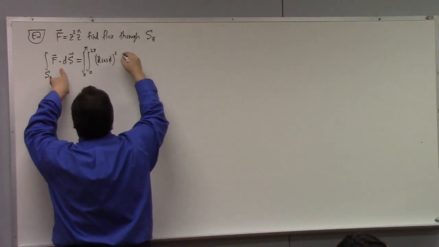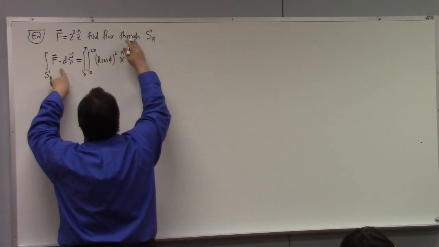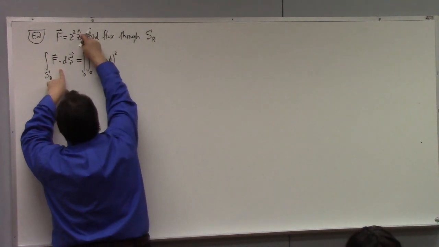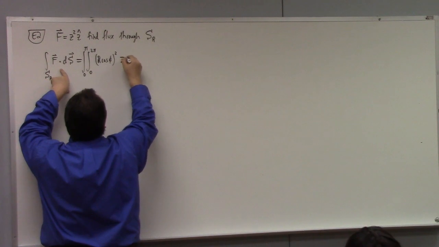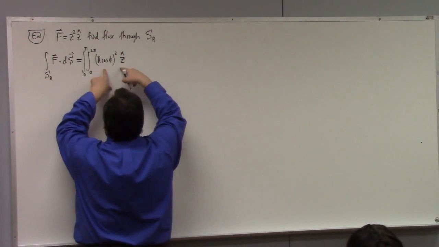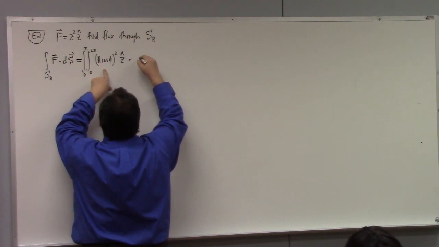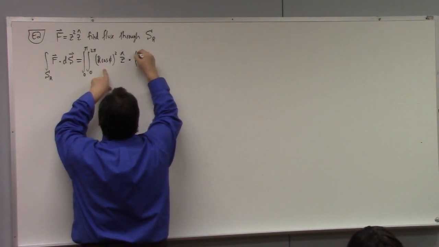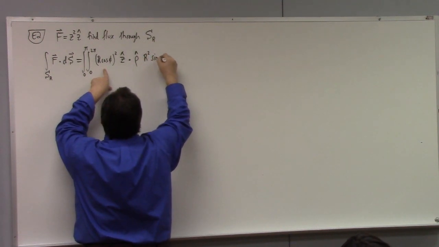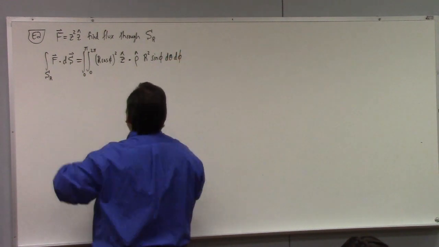And my dS, and then I've got an x hat. My bad, what did I have? Did I have x hat? No, I had z hat. So there's my F evaluated at the parameterization. Then I'm supposed to take the dot product of that with rho hat, times r squared sine phi d theta d phi in my current language.